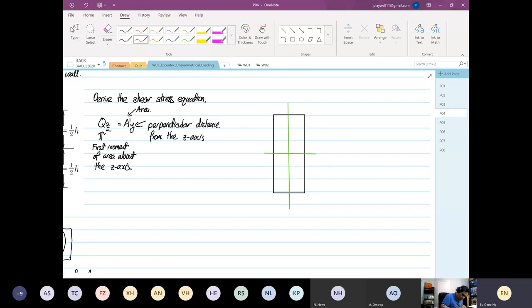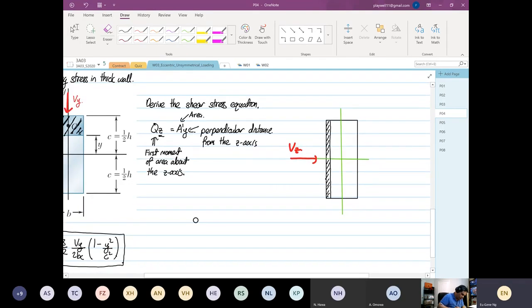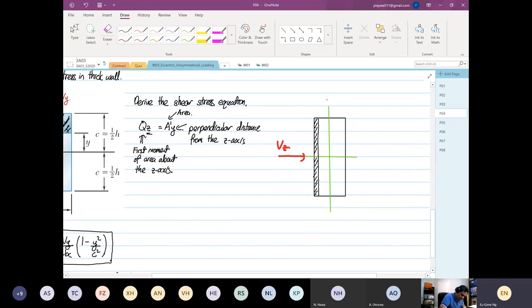If we change our direction, now our shear force is coming in the Z direction. So now the area that we're going to analyze is this area that I'm shading now. Right? So again, nothing changed. This is our y axis, and that is our z axis.